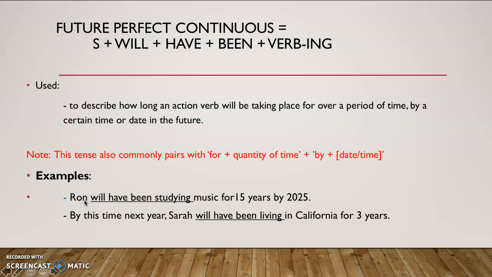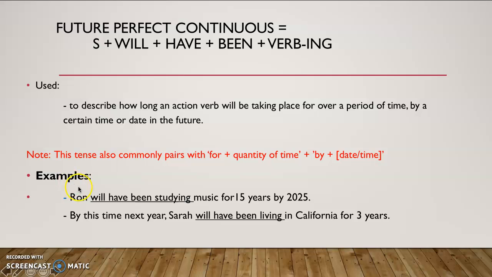All right, and our final future tense is called the future perfect continuous, sometimes called the future perfect progressive. And it goes like this: subject plus will plus have plus been plus verb ing to make our positive sentence. We use it to describe how long an action verb will be taking place for over a period of time by a certain time or date in the future. Please note, this tense also commonly pairs with for plus quantity of time and or by plus date or time.